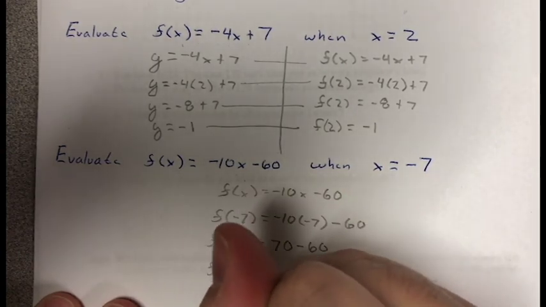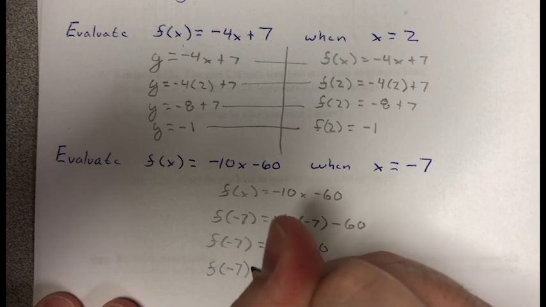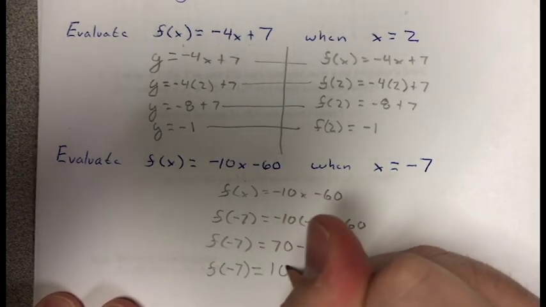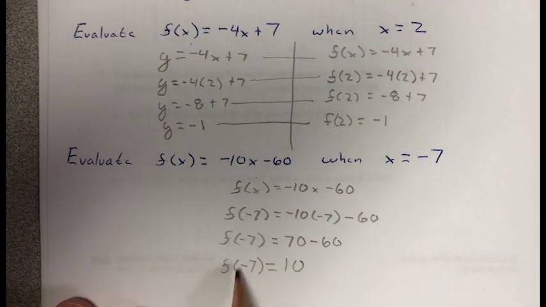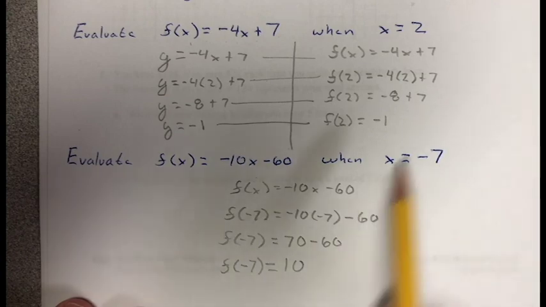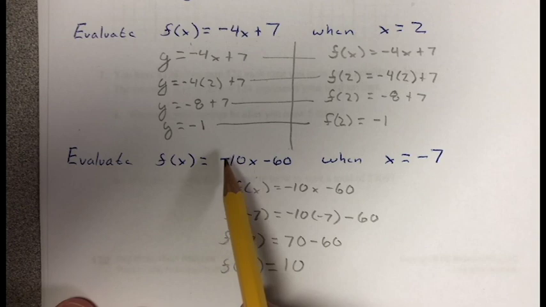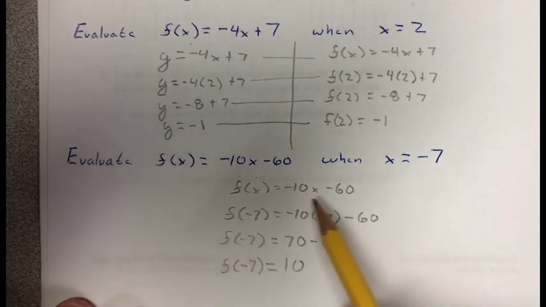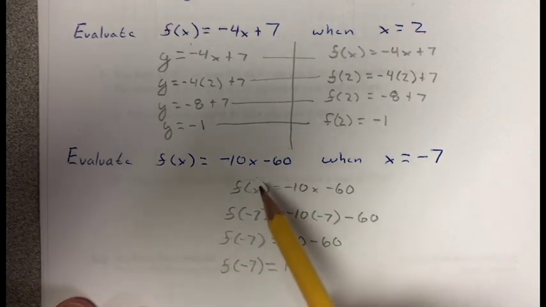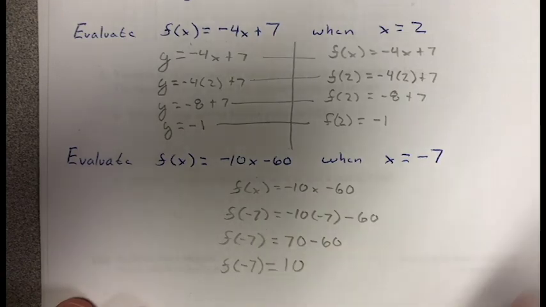And then continue to simplify and solve and evaluate this equation, and you find out that f of 7 is equal to 10. What we're doing is basically saying, what is this equation when x is equal to negative 7? We just plug it in and solve. And notice how the f of 7 never goes away.